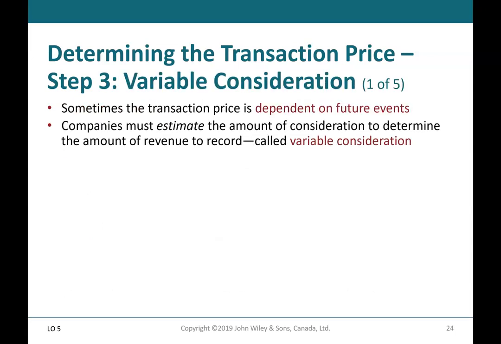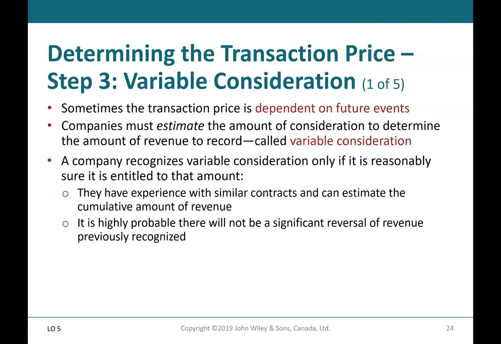Determining the transaction price, Step 3, variable consideration, 1 of 5. Sometimes the transaction price is dependent on future events. Companies must estimate the amount of consideration to determine the amount of revenue to record, called variable consideration. A company recognizes variable consideration only if it is reasonably sure it is entitled to that amount. They have experience with similar contracts and can estimate the cumulative amount of revenue. It is highly probable there will not be a significant reversal of revenue previously recognized.